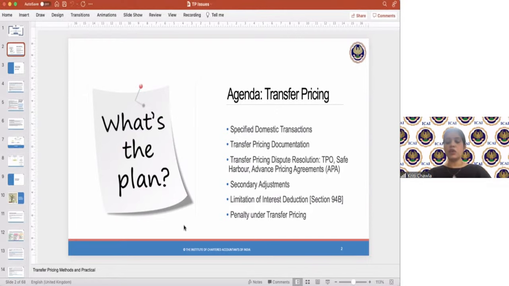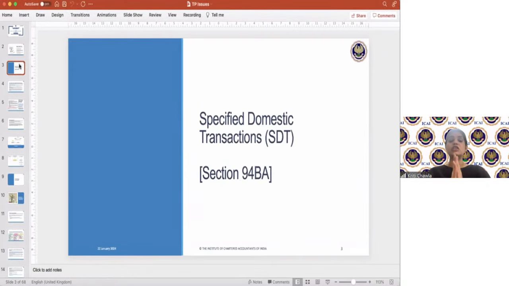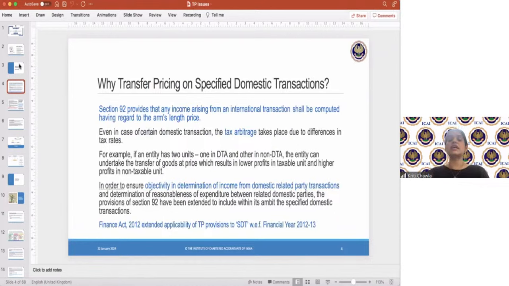Okay, great. So what we have for today is the first topic, which is specified domestic transactions. SDT is what we call it in short. This is coming from section 94BA, and I've already given you a gist that all this while we've been talking about transfer pricing being applied to international transactions. But in nations like India, we have transfer pricing being applied on domestic transactions also. And that is basically called specified domestic transactions. So transfer pricing being applicable on domestic transactions, that is basically specified domestic transactions.